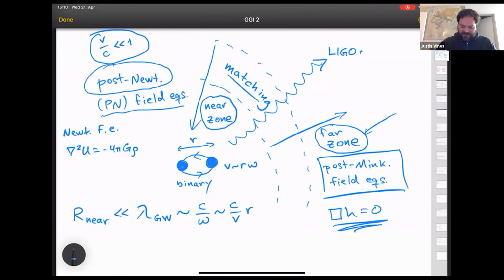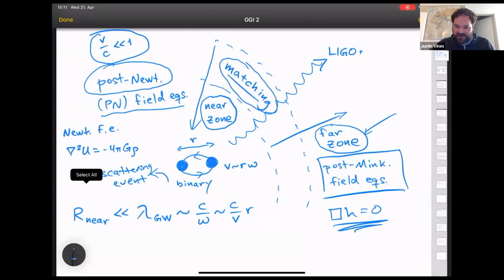So a lot of what I want to talk about is how we treat a binary, and in fact, that binary could also be traded for a scattering event, as is interesting to a lot of us. We could also describe a scattering event equally well within the post-Newtonian approximation in the near zone, let's say, also using this matching procedure, which I will describe mostly next time, to a post-Minkowskian far zone, right?